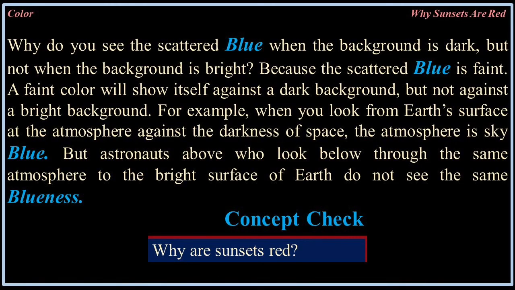Why do you see the scattered blue when the background is dark, but not when the background is bright? Because the scattered blue is faint. A faint color will show itself against a dark background, but not against a bright background. For example, when you look from Earth's surface at the atmosphere against the darkness of space, the atmosphere is sky blue. But astronauts above who look below through the same atmosphere to the bright surface of the Earth do not see the same blueness. Concept check. Why are sunsets red?